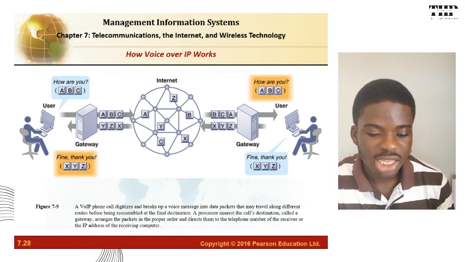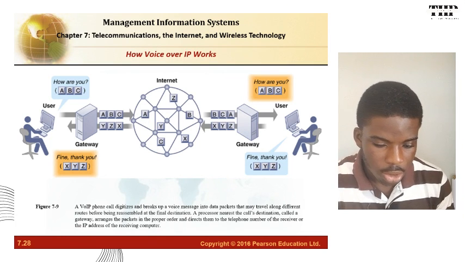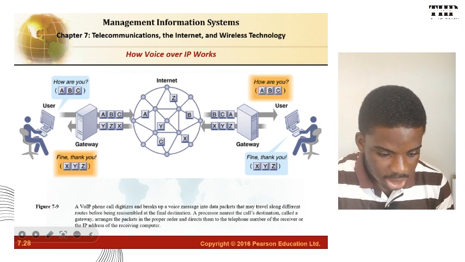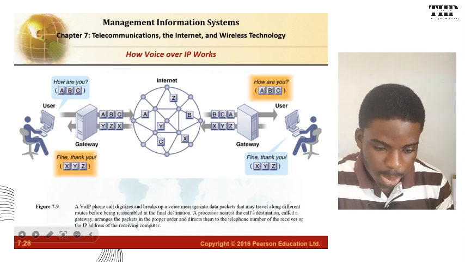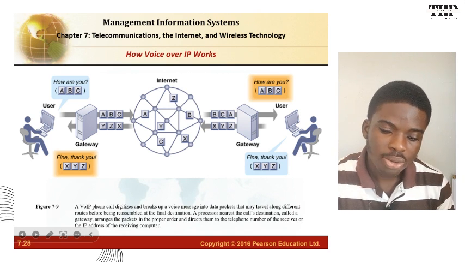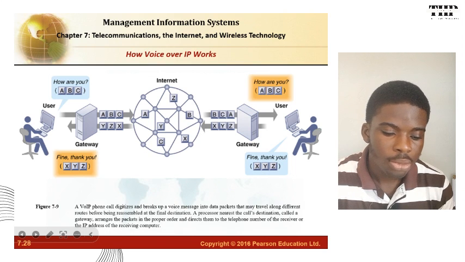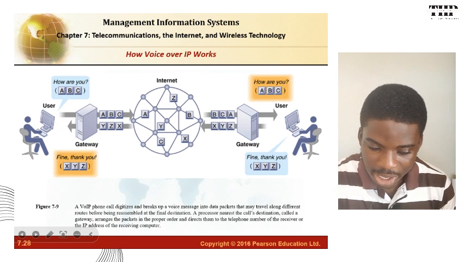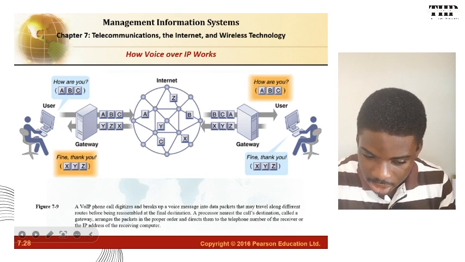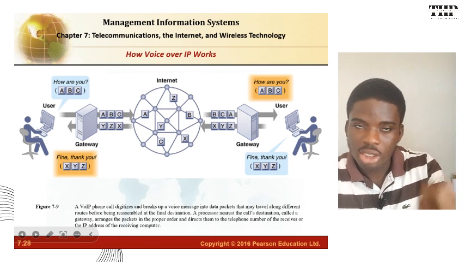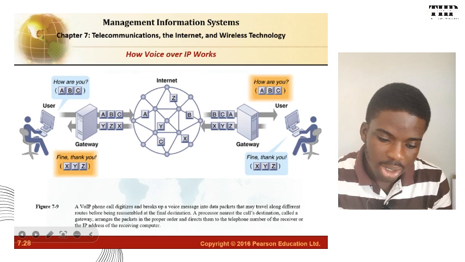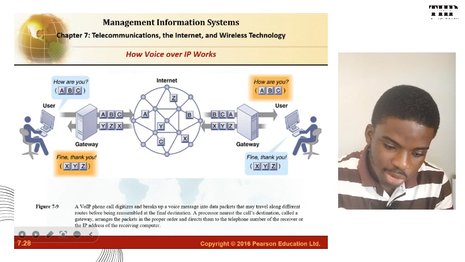So how does voice over internet protocol work? Here on the internet, you have a user, and this is a gateway. "How are you?" ABC. It's sent, right? So this is what packet switching is talking about. The ABC is for "how are you." The XYZ is "I'm fine, thank you," right? So you send it, it's spread across different paths, so the packets are switched. Then when they get to the destination, they are reassembled.